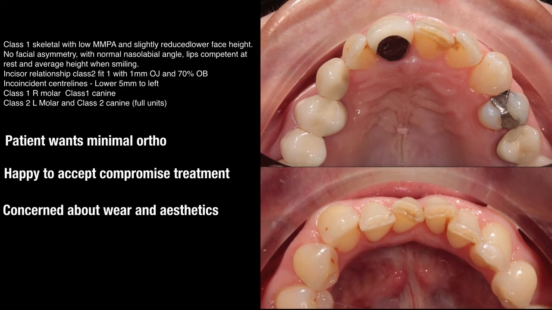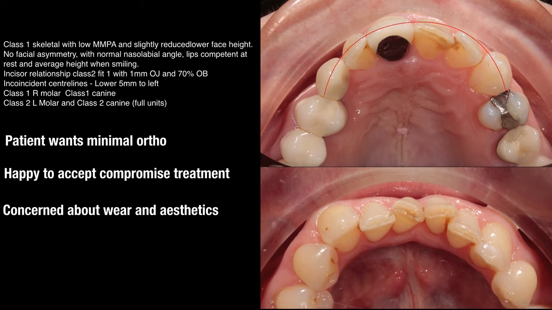So, of course, as always, we do an ortho assessment. She's a class 1 case, and what she ultimately realised was a class 1 skeletal, but she had a little bit of class 2 molar and class 2 canine. She was really keen not to do much ortho, was happy to have minimal ortho, but happy to accept a compromised treatment. And she did become more aware and concerned about the tooth wear and the aesthetics, just based on what we had talked about, just gently giving her a little bit of an idea of how her teeth were changing.